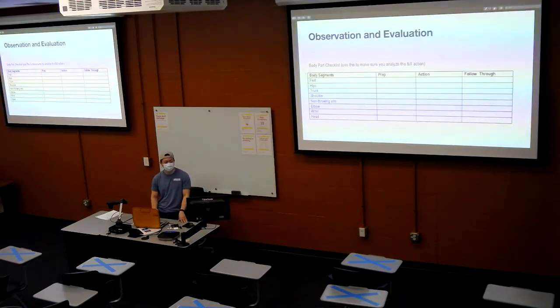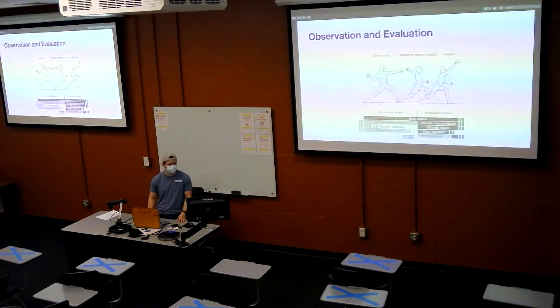And this chart is just for you to make sure you look at all the body parts. So that'll be from feet to trunk and to upper arms. So make sure you look at all the segments and in all 3 phases. That'll be preparation phase, action phase, and follow through. So that's just a chart for you to check, in case you miss anything.